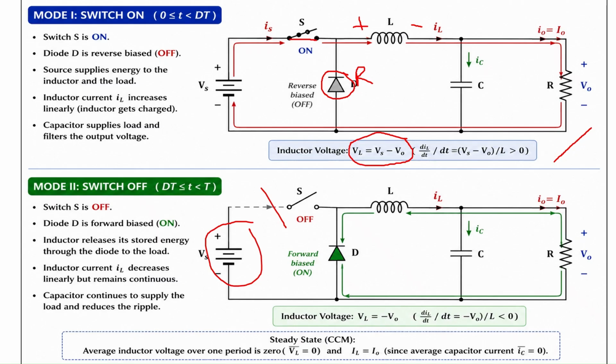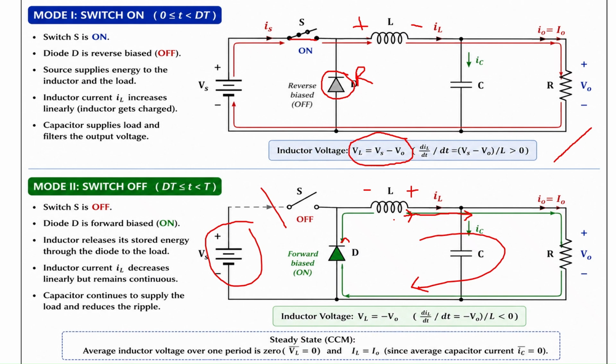The inductor tries to maintain the same current direction, so it reverses its voltage polarity. The voltage polarity will be plus here and minus here, because it opposes the rate of change of current. The inductor will start releasing the energy. There is a mistake in this; this direction is the correct direction. The inductor current will flow through this direction. So this is the direction of flow of current of the inductor.